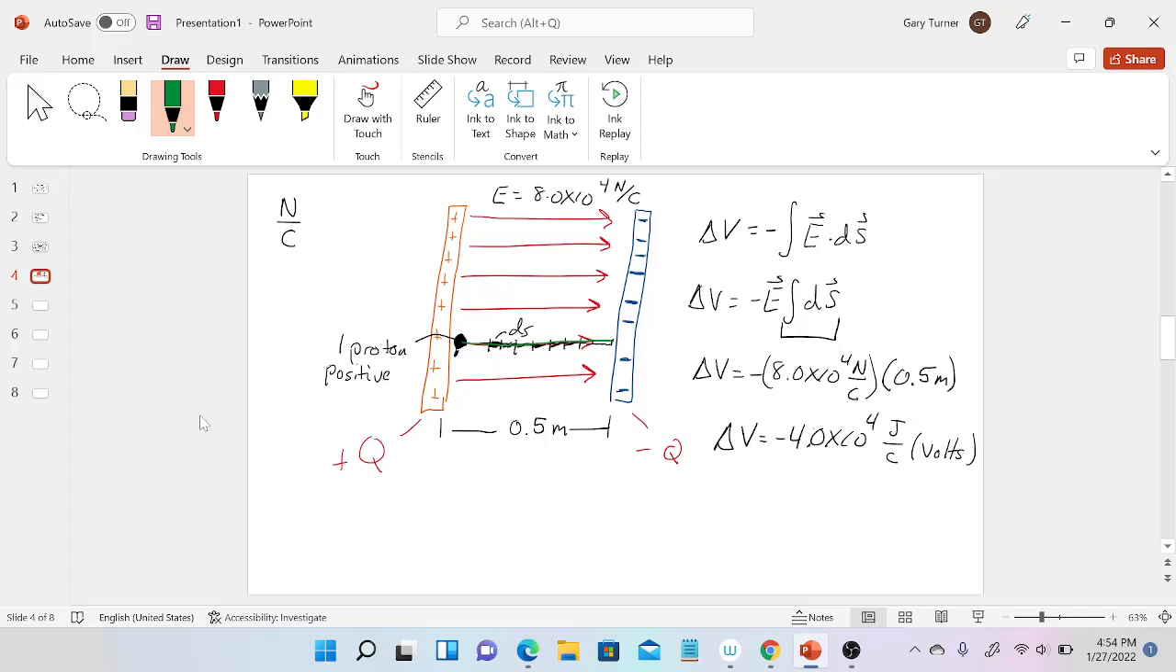It doesn't matter. I could force the proton to take a trajectory like this, or like this, or I could give it any path I want, as long as it ends at the negative plate, then the change in potential will be the same. That's what conservative fields means, that it is independent of path. The integral along your path is independent of the path.